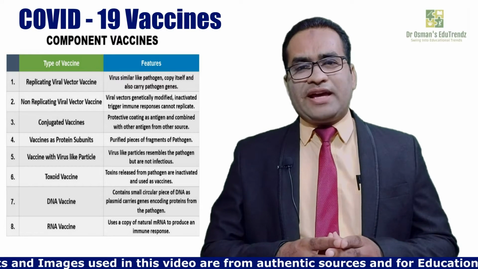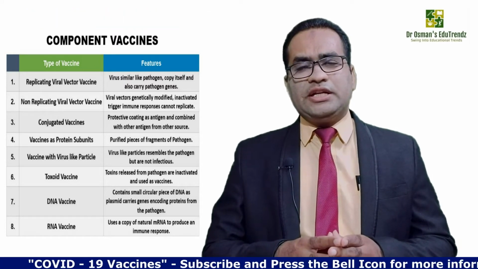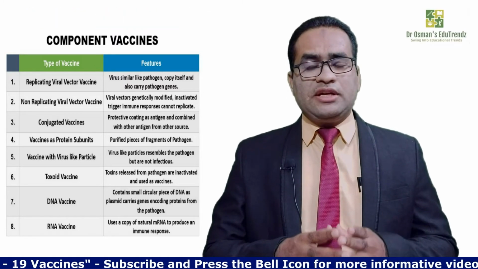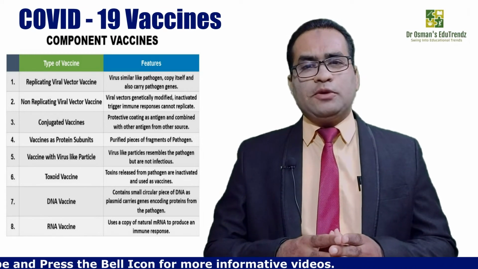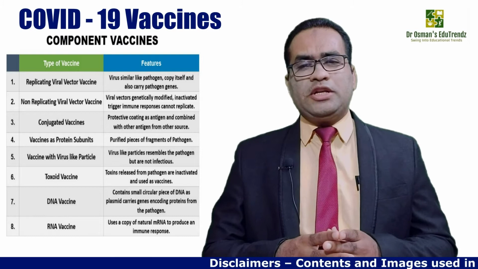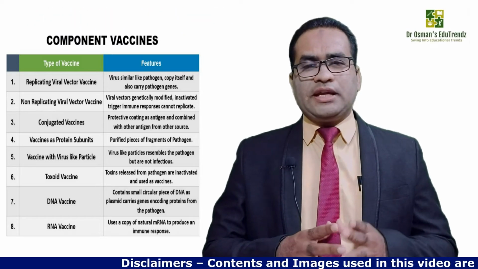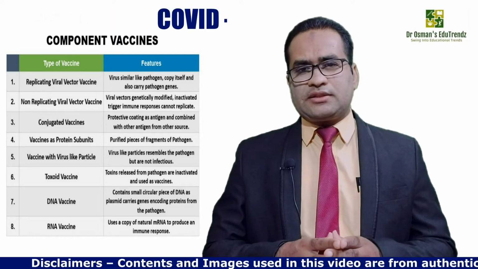In this type of vaccine, the viral vectors are genetically modified to make them replication defective, where the virus becomes inactivated and can still trigger the desired human immune response, but cannot replicate in human cells.